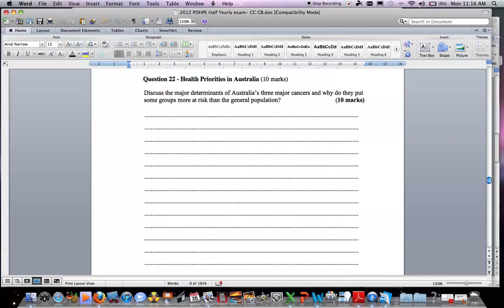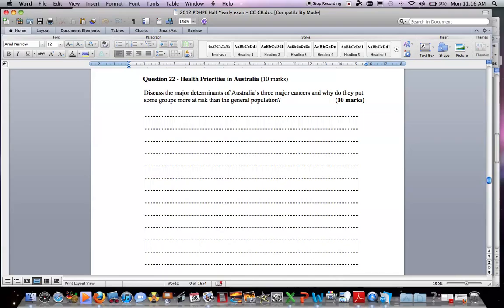With regard to that, you could then look at some of the determinants of those different cancers. You needed to set them out in a logical and clear manner. The way in which that should have been done, I felt that the best responses did it cancer by cancer.